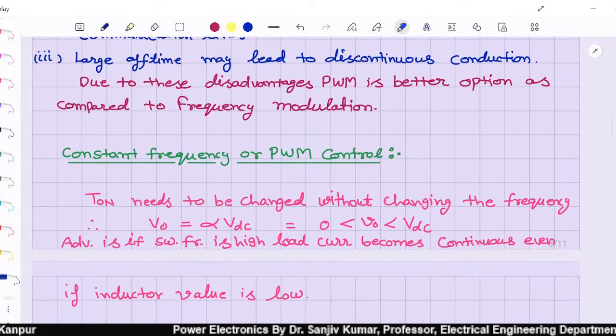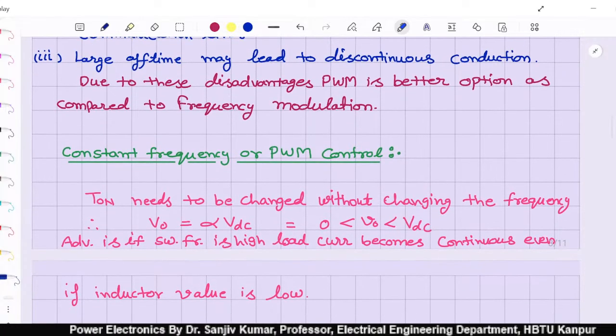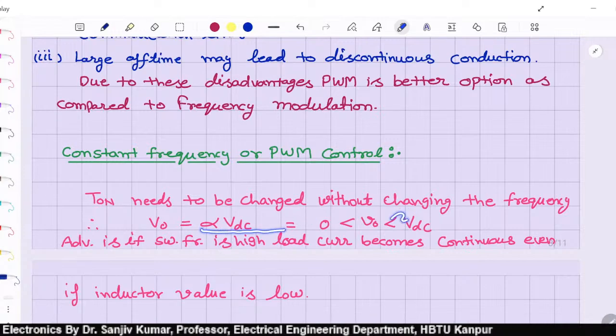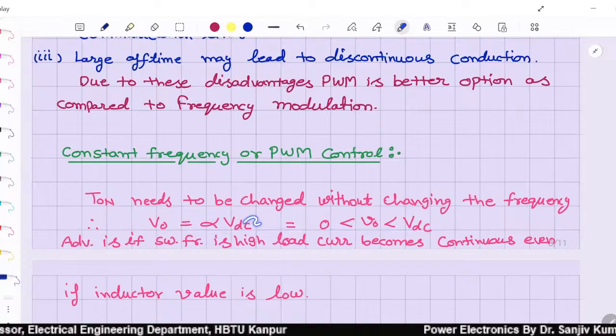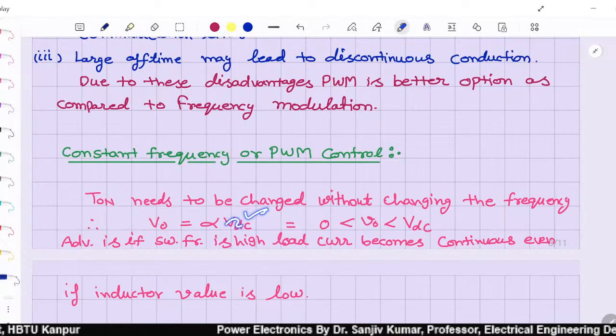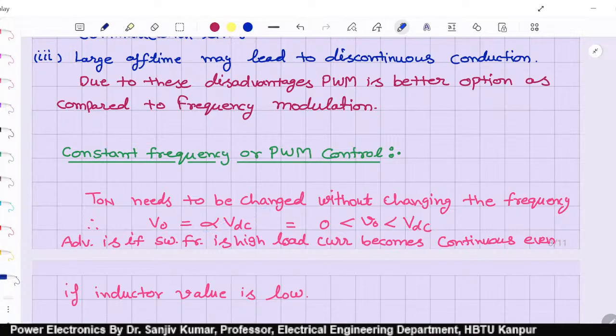So as V output is equal to alpha times VDC, if we make duty cycle 25%, then output is 25% of the input. If we make 50%, it would be 50% of the input. Likewise, we do. So this is the constant frequency, or you can say the PWM control.